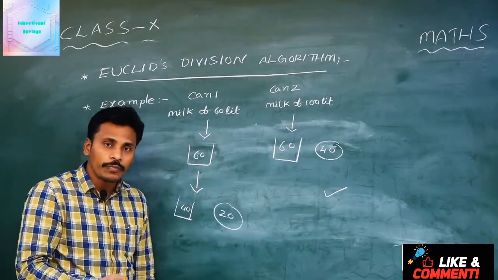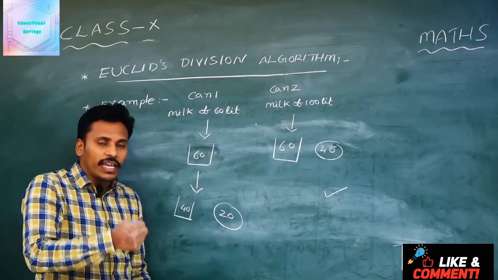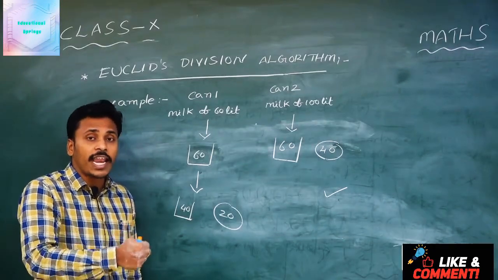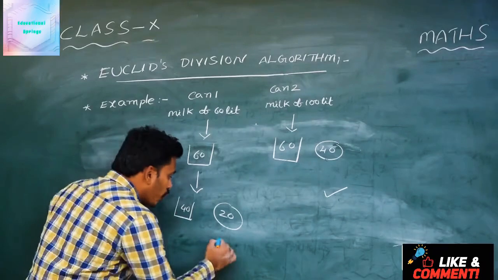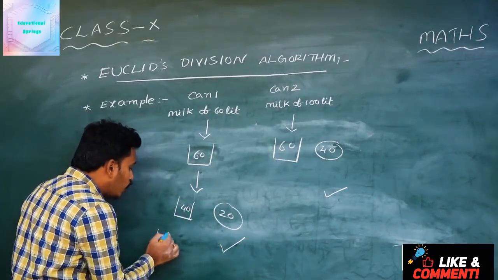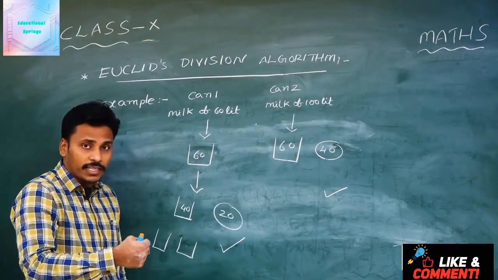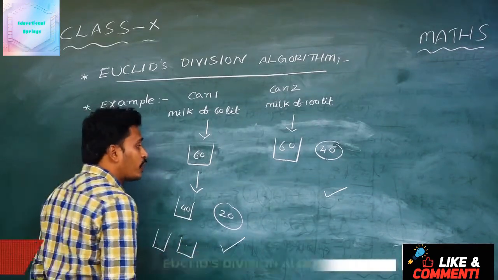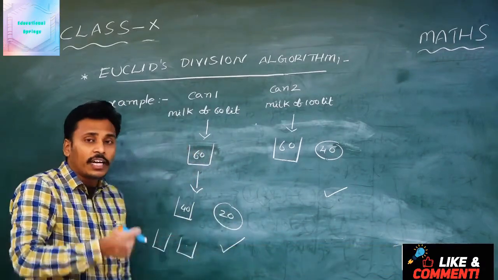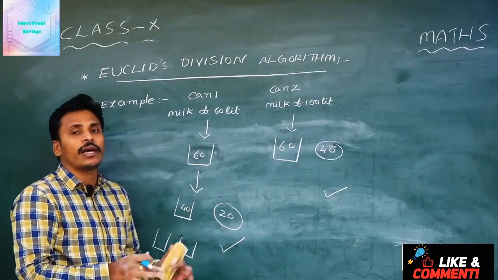Now what do I have to do? Since 20 liters of milk remains in the first can, I will take a measuring jar of capacity 20 liters. If you take a measuring jar of capacity 20 liters, for sure it measures this 20 liters, and for sure this 40 liters in 2 turns, and this 60 in 3 turns. At the end, the 20 liters measuring jar helps us to measure the milk of the 2 cans completely, right?